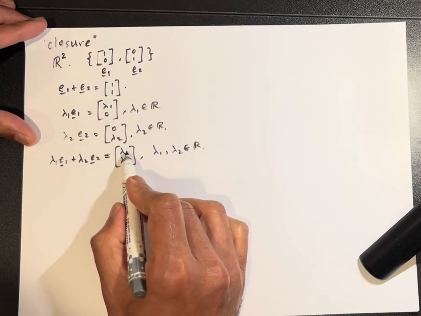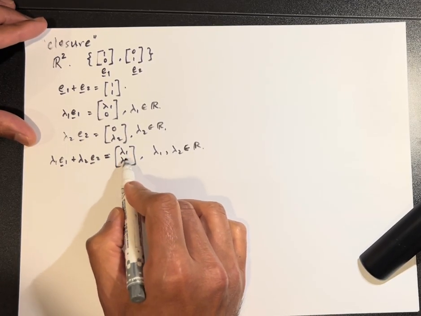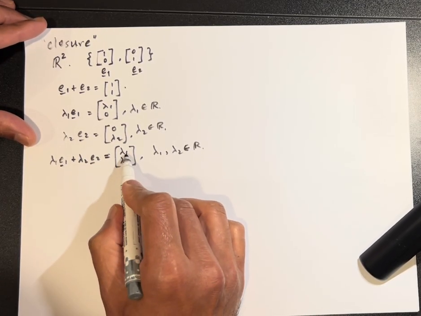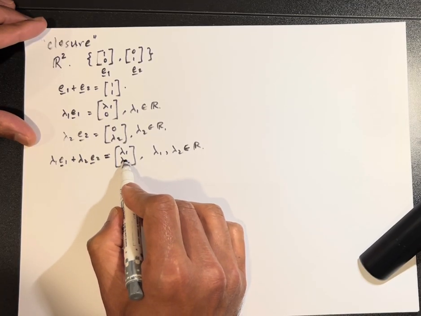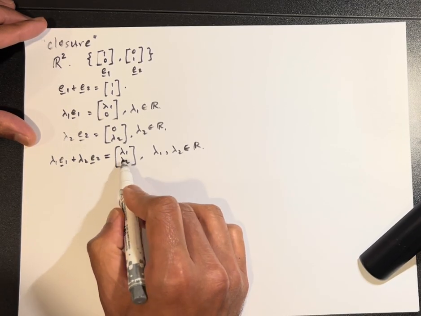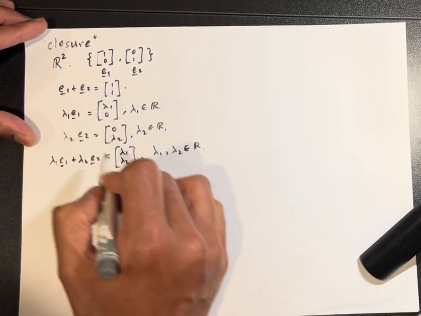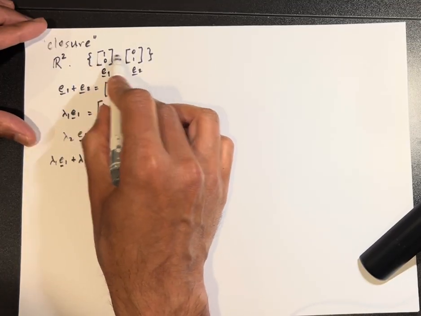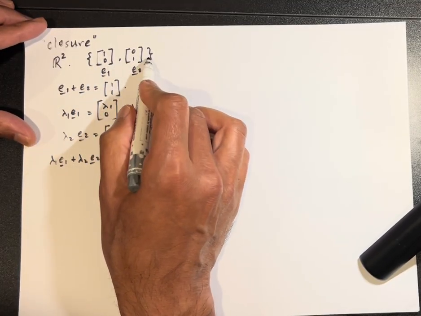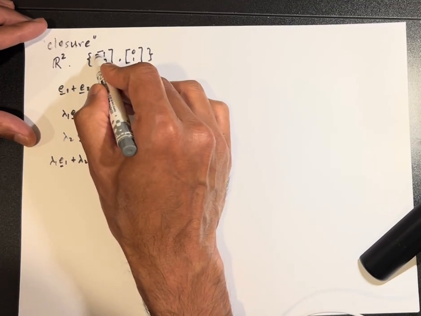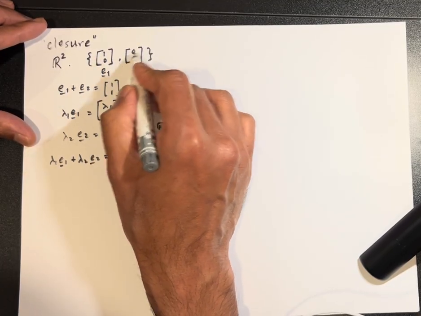Why is that the case? Because lambda 1 and lambda 2 can be any real numbers. Lambda 1 can be any real number, lambda 2 can be any real number. That means it's basically a two-dimensional vector, each entry being a real number, which means it's the whole of R2. So the closure of this, later on we'll see, is what is known as a basis for this vector space.